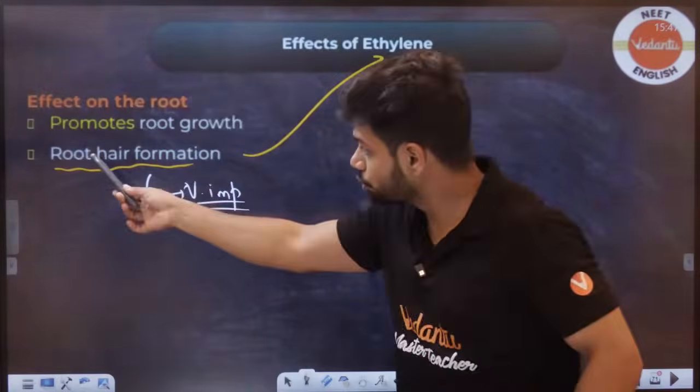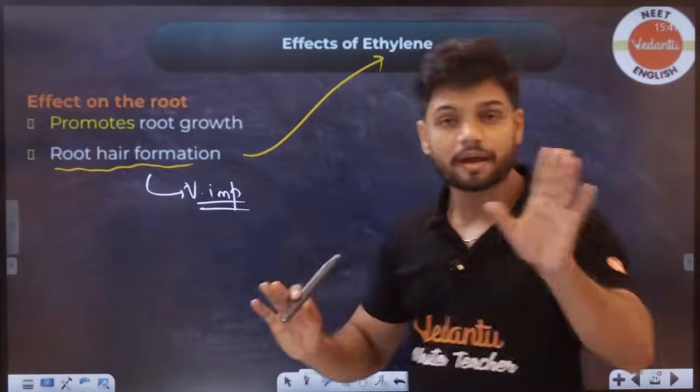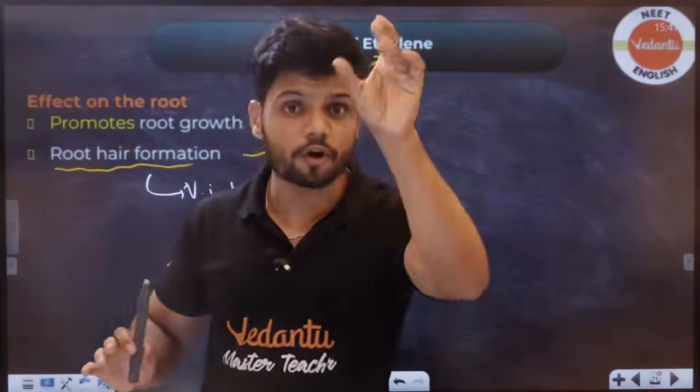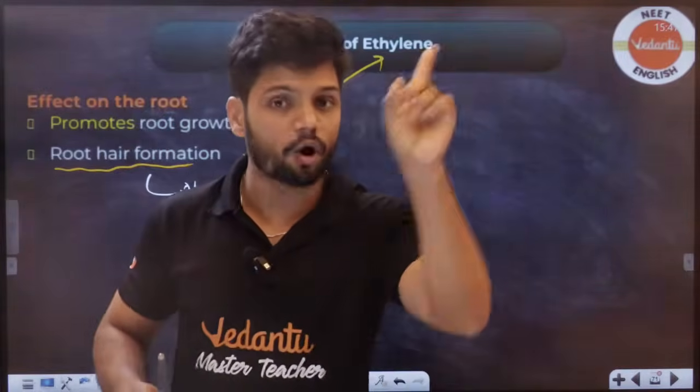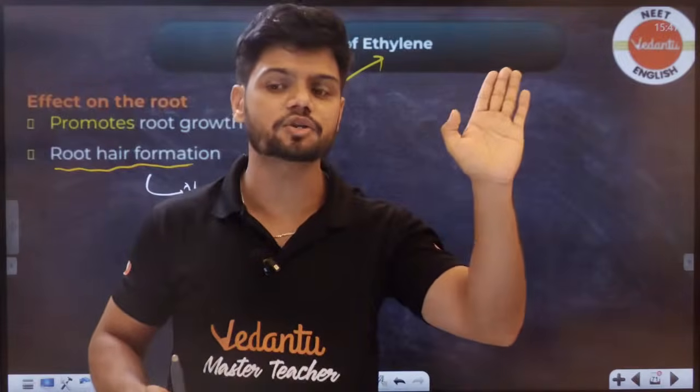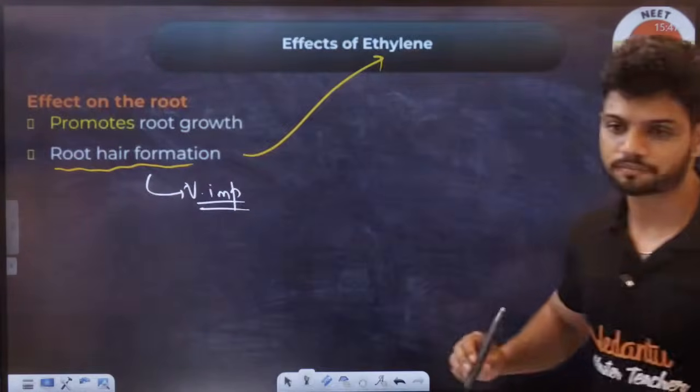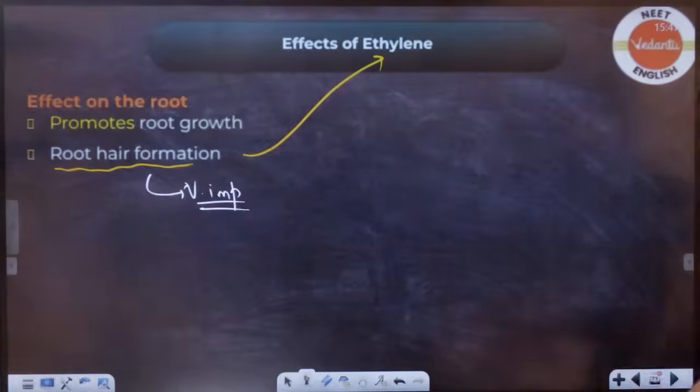Now, it will affect root hair formation. It will not affect the root formation. Root formation is auxin. Auxin is root formation, but this is root hair formation. Okay, ethylene.